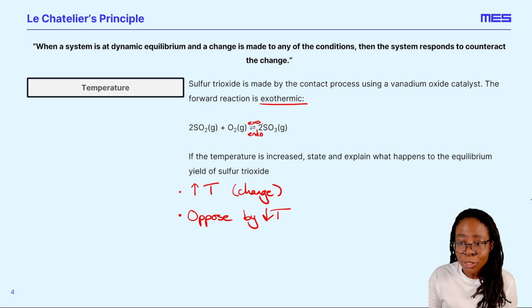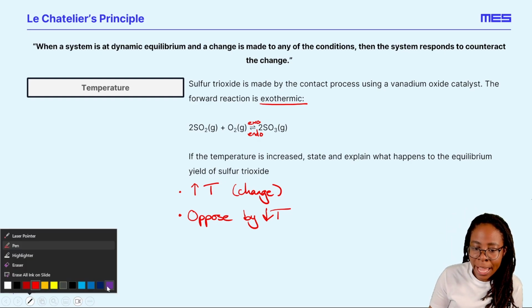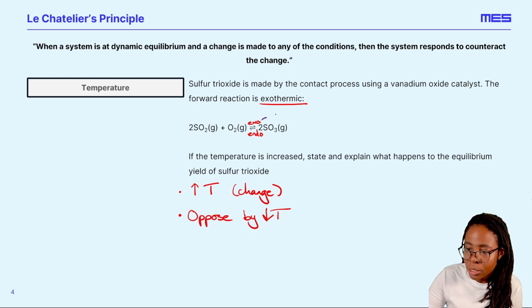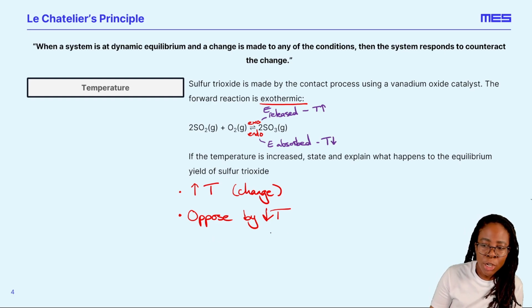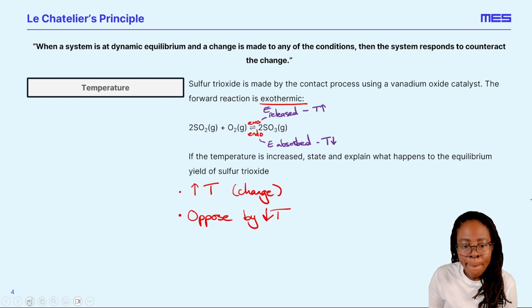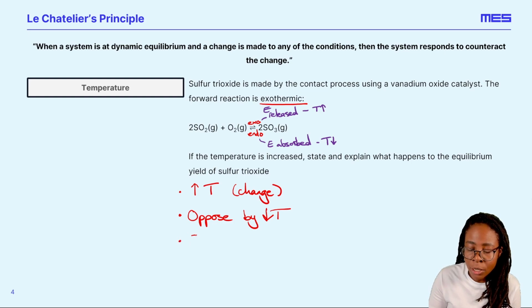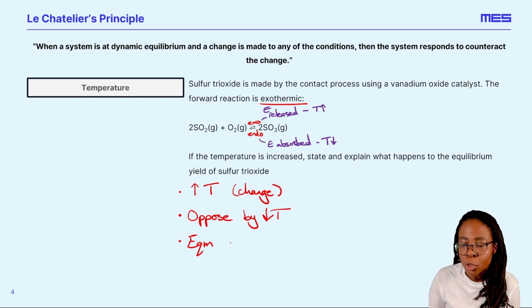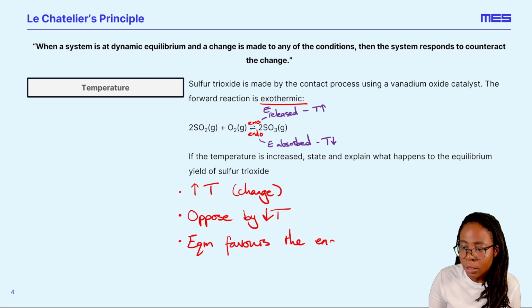Okay, now let's think about how temperature could be decreased. Well, if we think about exothermic and endothermic reactions, in exothermic reactions, energy is released to the surroundings, which means that the temperature of the surroundings increases, whereas for endothermic reactions, energy is absorbed from the surroundings, which means that the temperature decreases. So if we're trying to decrease the temperature, which direction will the equilibrium shift in? Well, the equilibrium is going to shift towards or favor the endothermic direction.